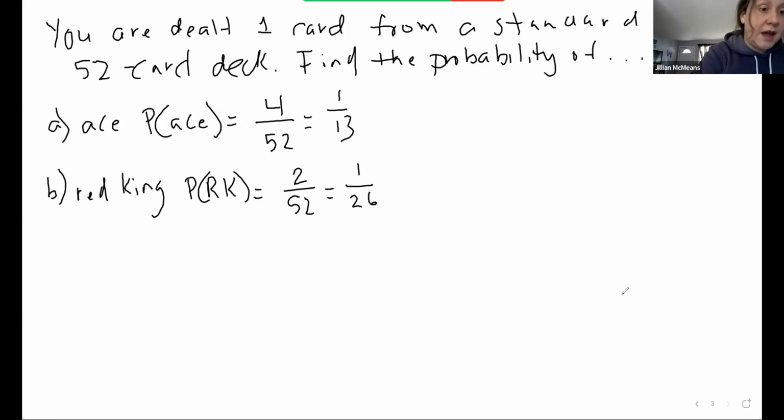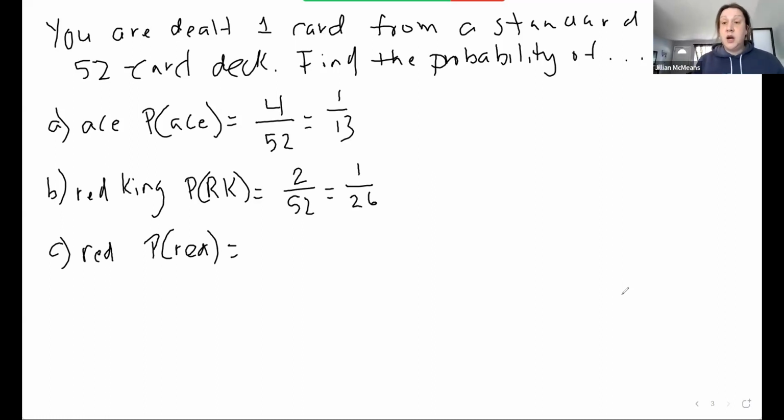We want just a red card next. So we want the probability of drawing a red card. Now, out of the 52 cards, you've got 13 hearts that are red, and then you've got 13 diamonds that are also red. That's a total of 26 cards that are red. So 26 out of 52, or 1/2 of your deck of cards would be red. Okay.